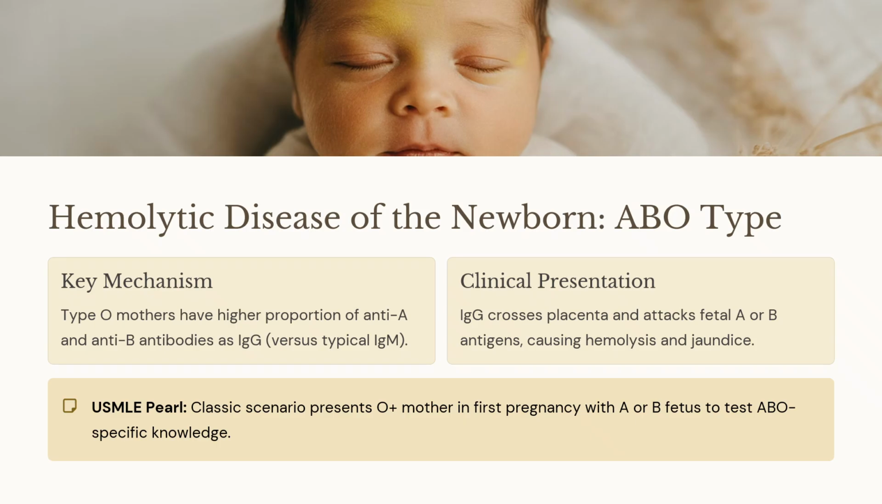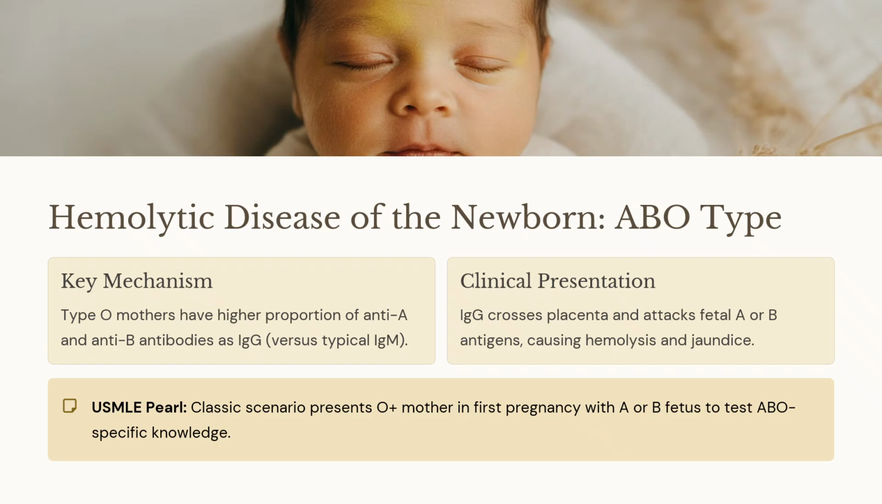when she carries a baby who has the A or the B blood type, that is with the A or the B antigen, then her anti-A antibody and anti-B antibody can cross the placenta. They can attack the fetal red blood cells even in the first pregnancy, thereby causing hemolysis and jaundice.